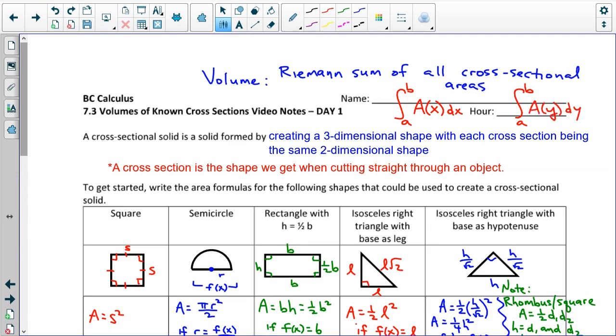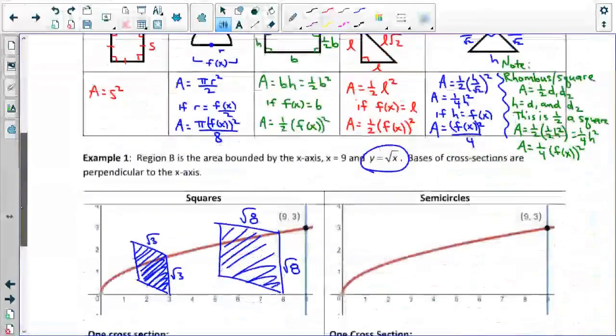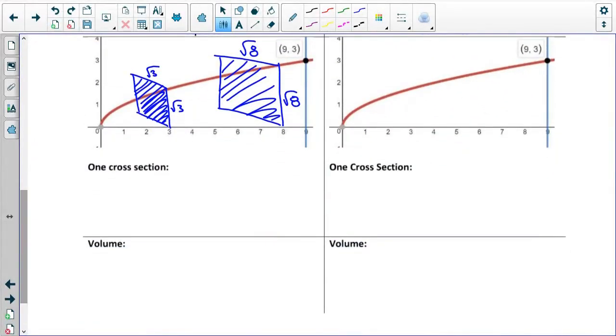So this is basically what's happening. What I'm going to do is find what the cross-sectional area is at each spot. Since these are squares, the area is side squared. Now notice that the length of each side in this case is the square root of x. I want you to be aware that this is not true in every situation.